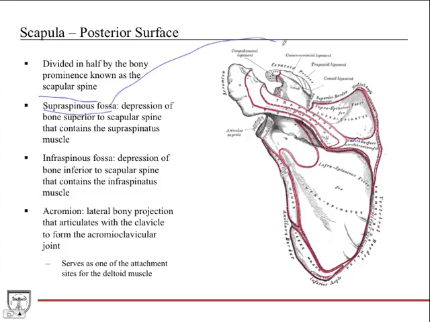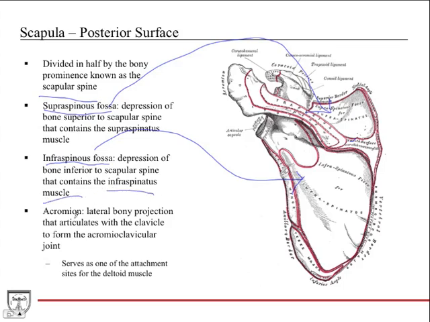You have the supraspinous fossa, which is shown here, and this is a depression in the bone. It's just superior to the spine, and it contains the supraspinatus muscle. Supraspinatus muscle originates here. Then you have the infraspinous fossa, which is this broad depression here, just inferior to the scapular spine, and that contains the infraspinatus muscle, or the proximal attachment of the infraspinatus.